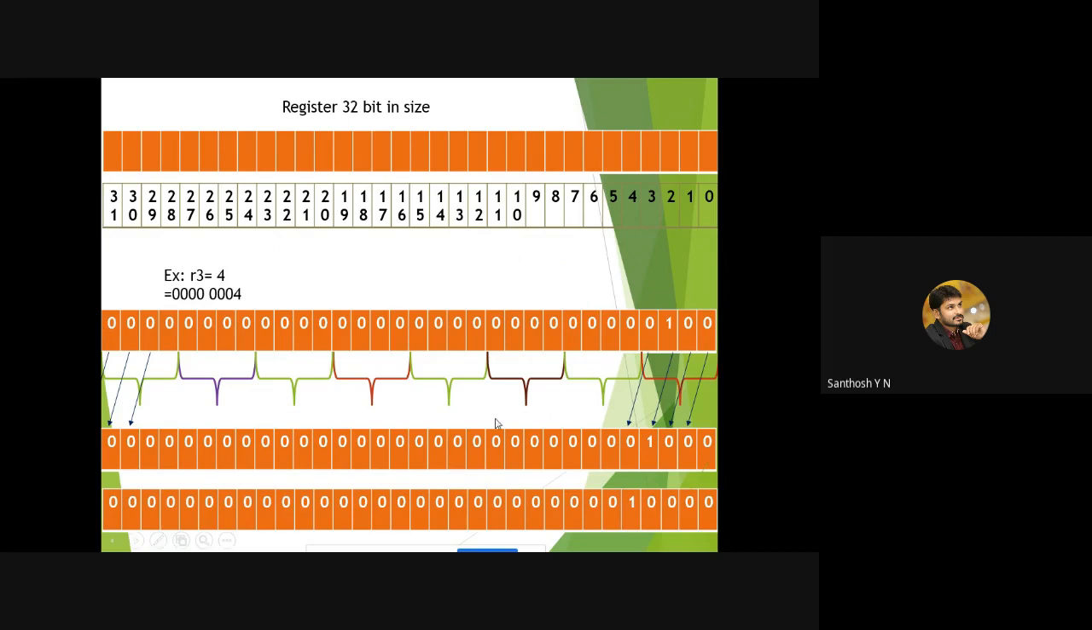If I want to perform another shift towards the left, then what happens? Again, see here, 0 is coming here, 0 is coming here, and this 0 is coming here, and this 1 is coming here. This 0 is appended because we need to load the LSB with 0, and the MSB from the previous step will be moved into the carry flag.